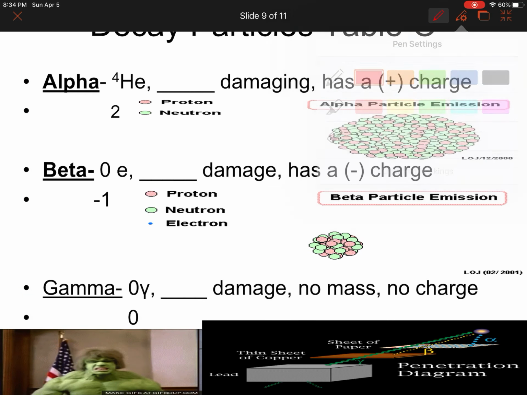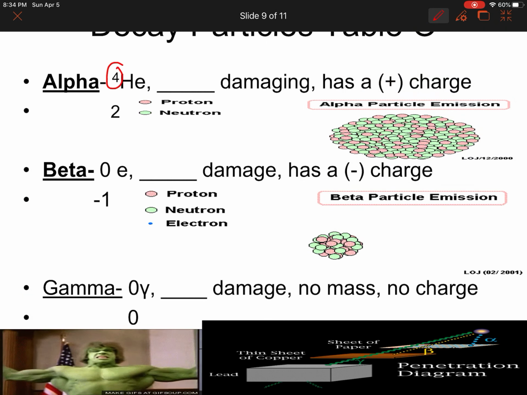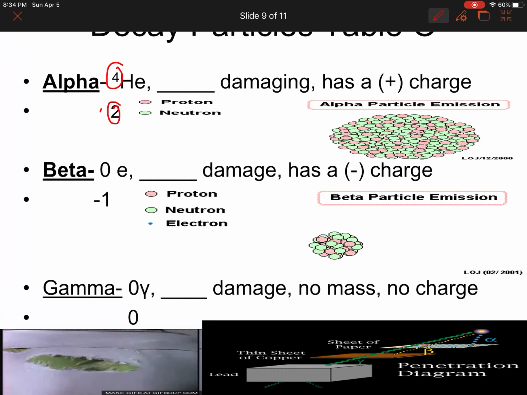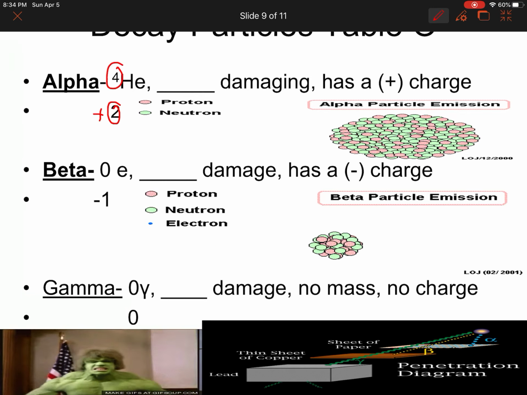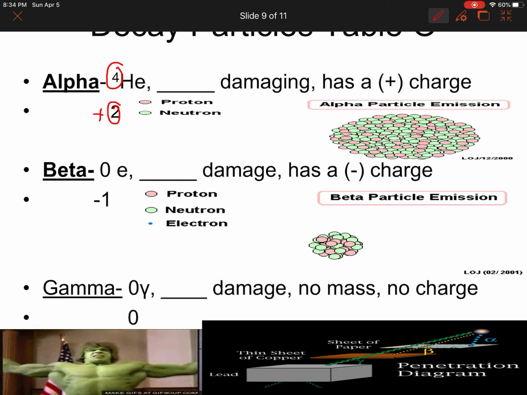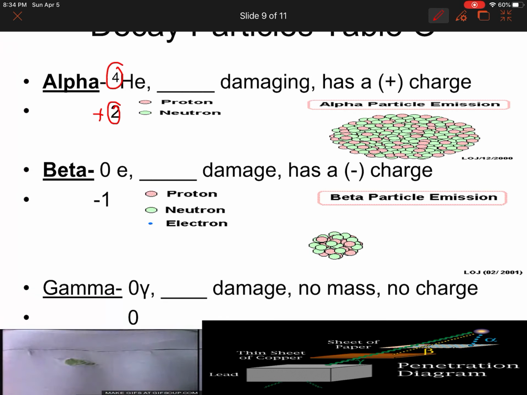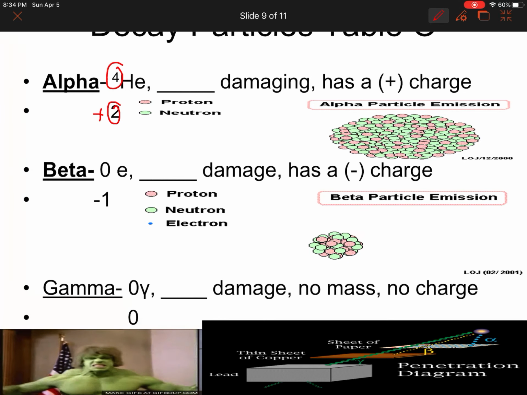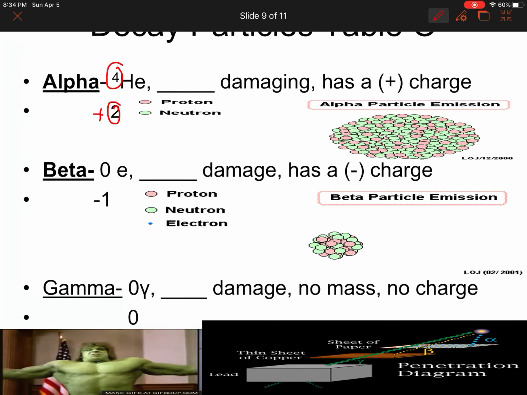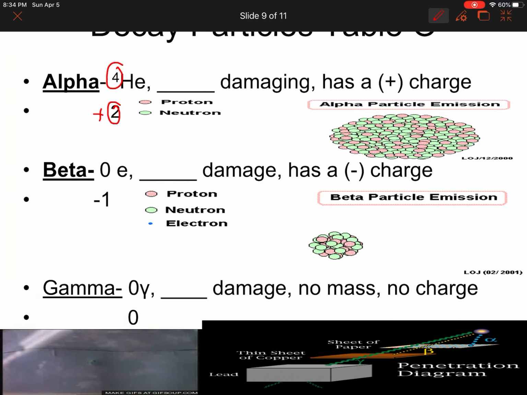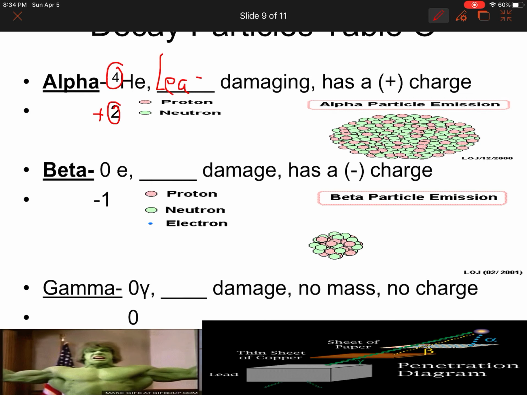Table O. So what did we say before, guys? The mass is 4 for an alpha. The charge is 2, or plus 2. Good. So what did we say before? If you notice, it was stopped basically at the paper, right? So if it stops at paper, do you think it's the most or the least damaging of the three? Well, that would be the least damaging of the three.